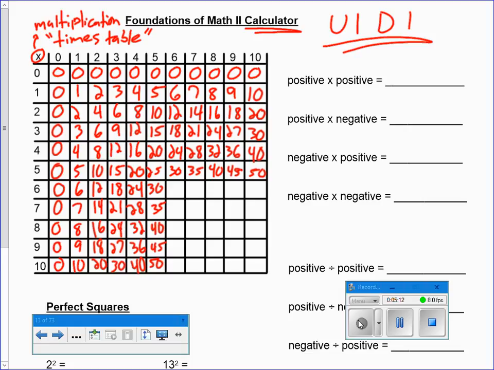Now we're on to the 6's, so we see again jumping up by 6, so we're going to keep that same pattern going down the row, and then again down the column.